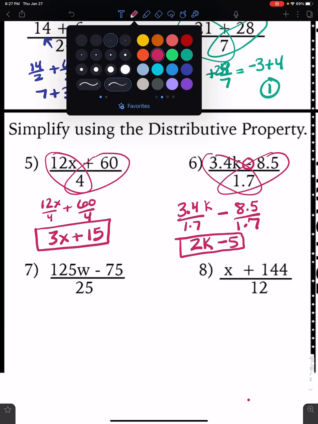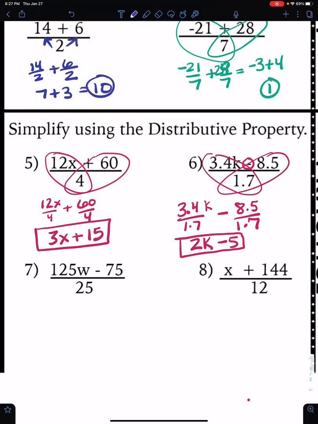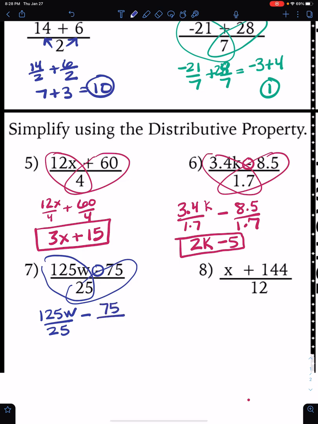And last two examples here. Going to divide both of these by 25. So I have 125w divided by 25. Subtract, or you can put that minus up with the 75. It's up to you. 25 goes into 125 5 times, and 25 goes into 75 3 times. And I'll leave my answer like that.